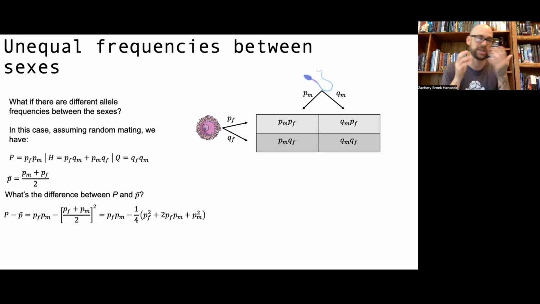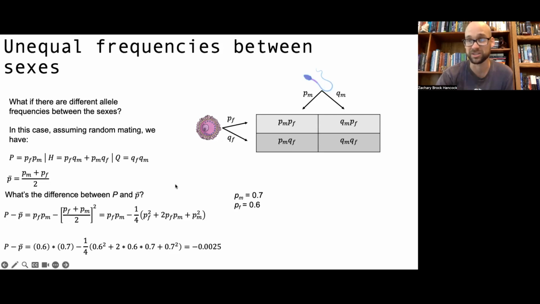So we just write that out as capital P minus P bar, which is equal to P sub F times P sub M, minus P sub F plus P sub M divided by 2, which is what this P bar here is. We then square that because this is the frequency of the homozygotes, and that's what we would expect to see under Hardy-Weinberg equilibrium. We just rewrite this a little bit as well as distribute out our terms. And then let's plug in some numbers and see how it affects it.